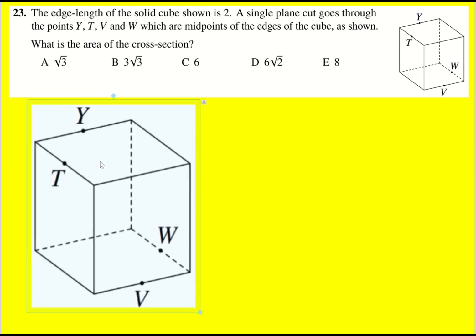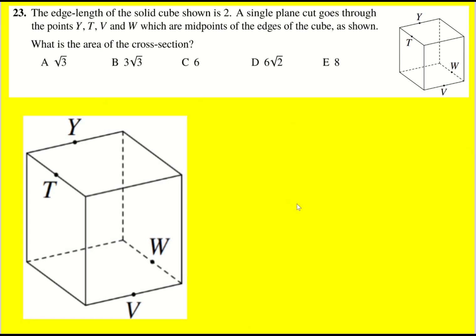I personally think this is the toughest question in the paper. To try and visualize this single plane in 3 dimensions is not easy. We're told that the side lengths are 2. We'll come back to that in a minute. And then we're also told that a single plane cut goes through Y, T, V, and W.